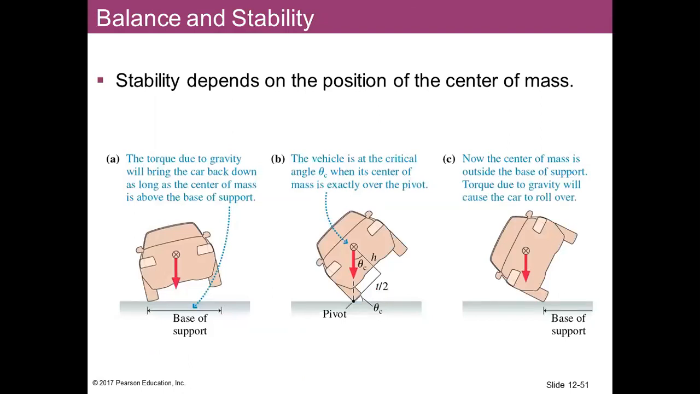Balance and stability. Stability depends on the position of the center of mass. Number A, as you can see, base of support. The torque due to gravity will bring the car back down as long as the center of mass is above the base of support. This makes sense. Number B, the vehicle is at the critical angle where its center of mass is exactly over the pivot.